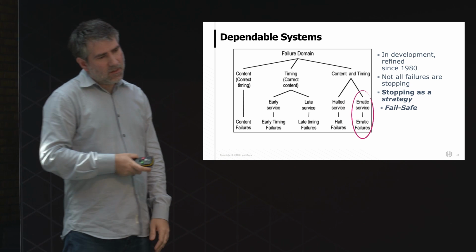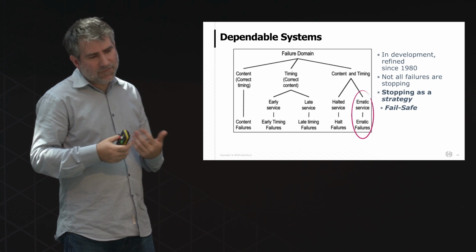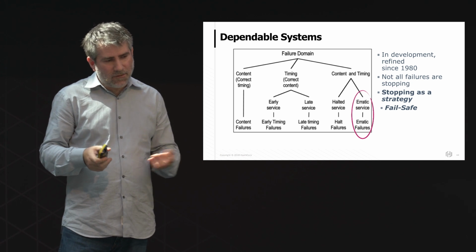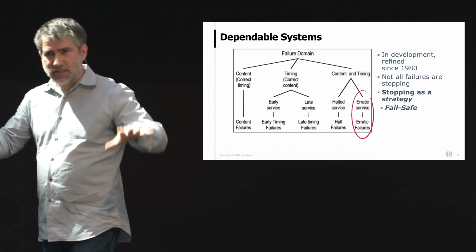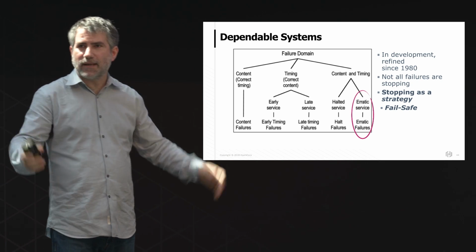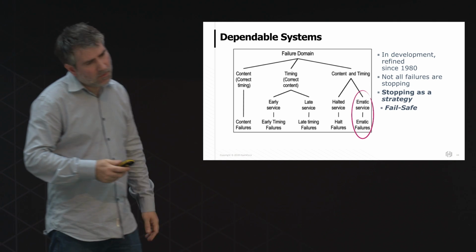Here it is. Basically, not every failure is a stopping failure. There are these erratic services. Oh yeah, 1980. They started classifying this taxonomy in 1980. It's all laid out there. Google got the message last year.